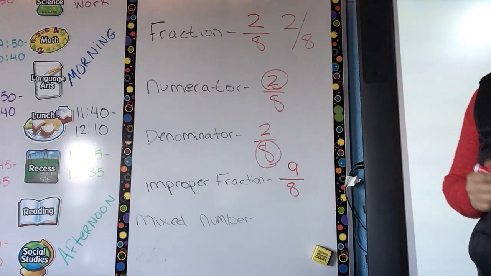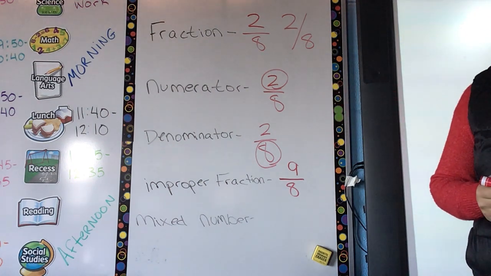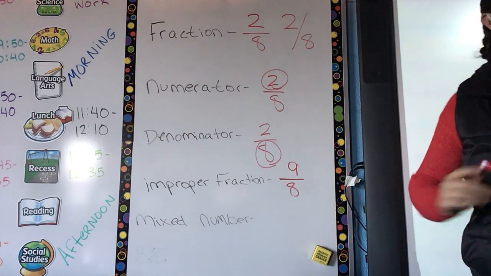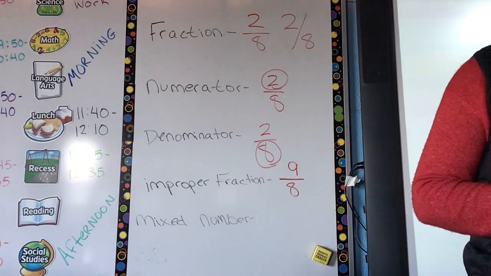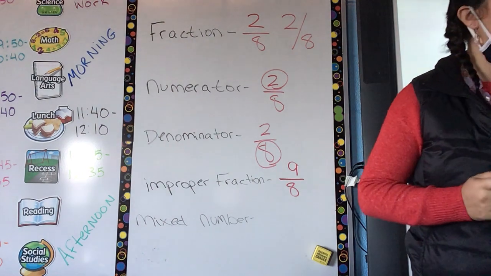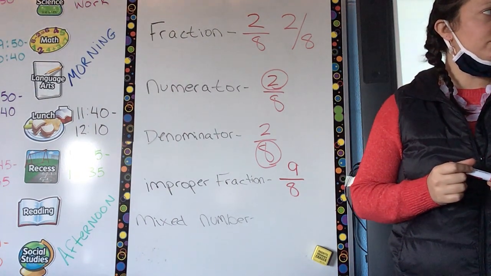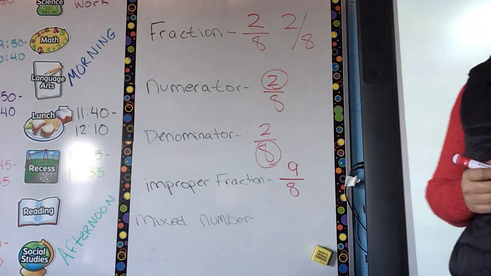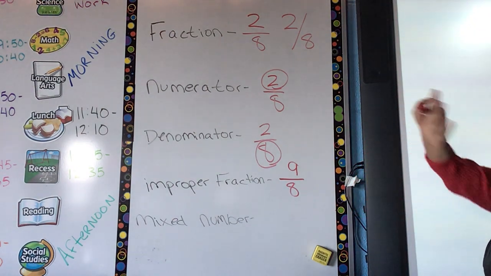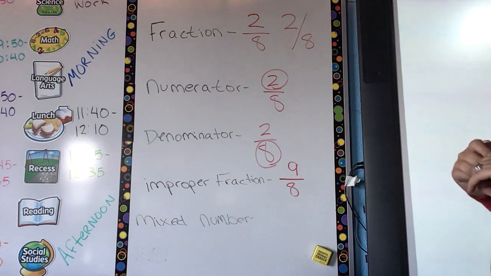My numerator is smaller than my denominator. What about a mixed number? What is a mixed number? Justice? A mixed number is a whole number and a proper fraction that represent each other. Good. So a mixed number is a whole number with a proper fraction.